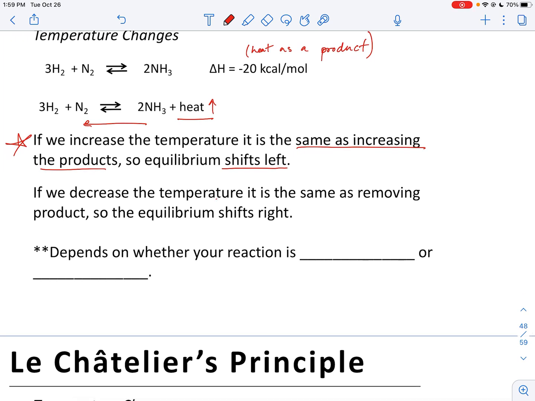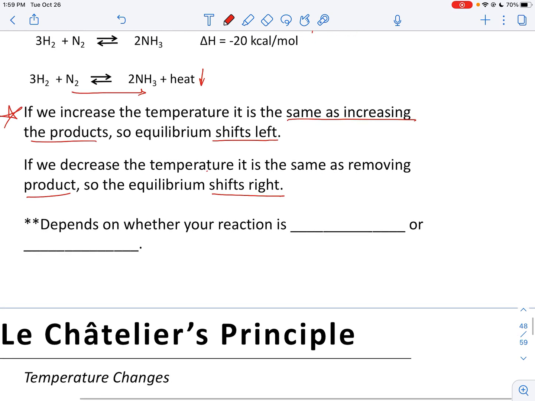If we decrease the temperature, it is the same as removing product, okay? So now I'm going to erase my upward arrow and say if I decrease temperature, that's the same as removing a product. If I take something away from my system, equilibrium is going to shift back to replace the thing we take away. So equilibrium would shift right.